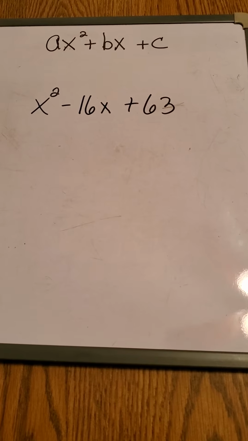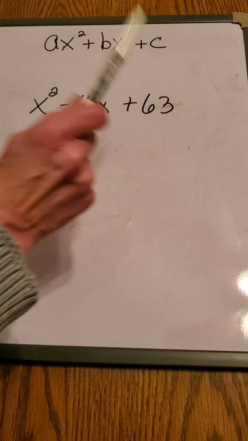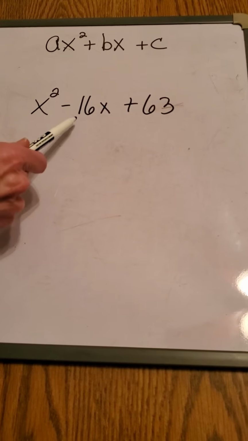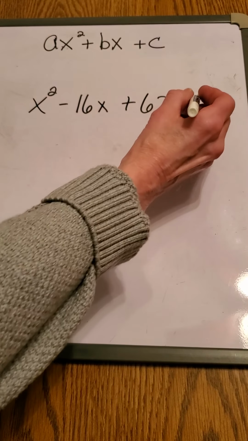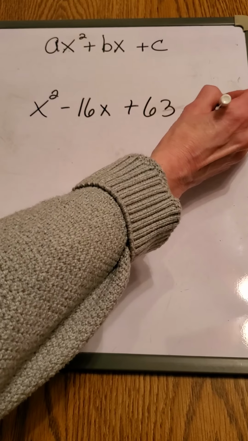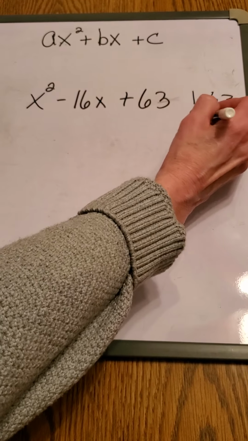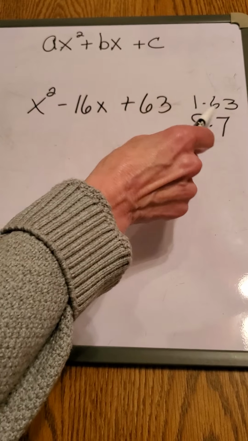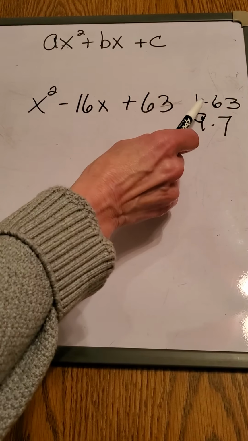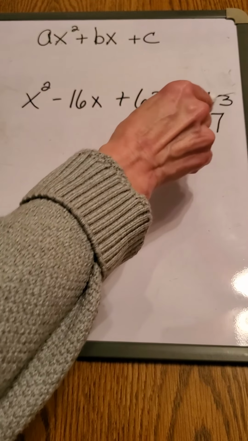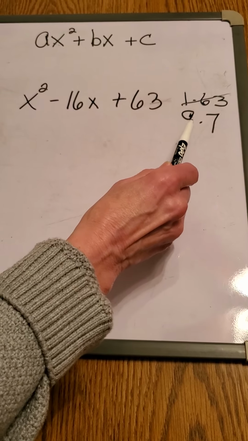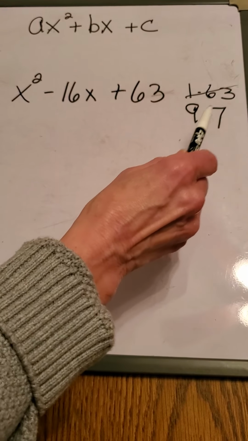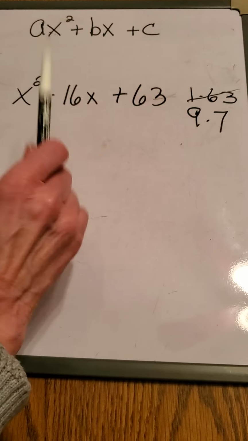The next step is to determine the factors of 63 such that when I add them or subtract them, I'm going to make negative 16. There are two factors for 63, 1 times 63 and 9 times 7. I clearly see that I cannot make negative 16 with 1 and 63. So these two are not an option. My only options are 9 times 7. 9 times 7 is 63, and 9 plus 7 will give me a 16.